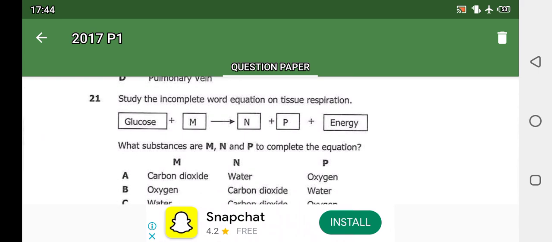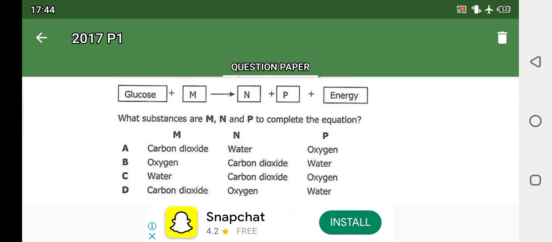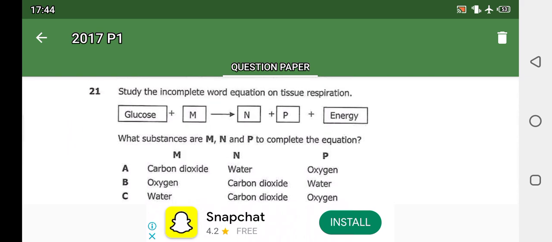21. Study the incomplete word equation on tissue respiration. Glucose plus M is equal to N plus P plus energy. So we all know the formula for tissue respiration. So M, glucose plus oxygen, we are going to have carbon dioxide and water plus energy. So the correct answer is B, because for respiration to take place, this glucose has to be broken down in the presence of oxygen.